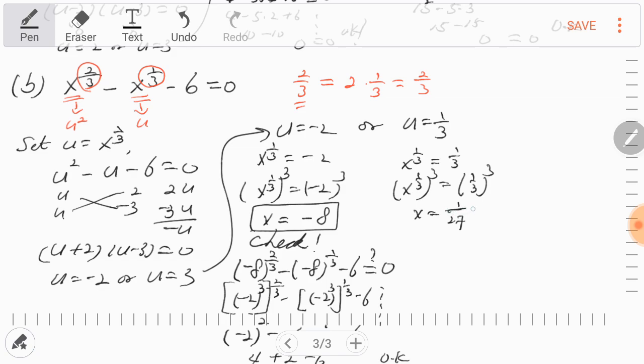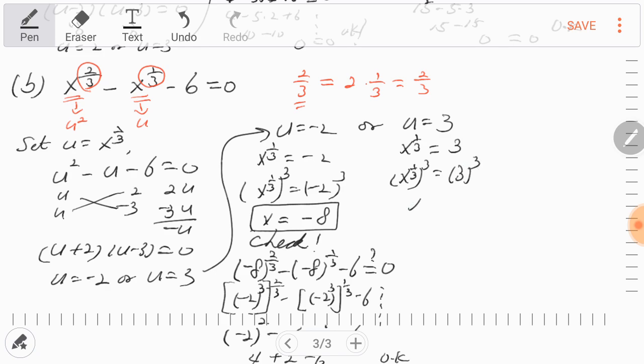Is it 1/27? Sorry, okay, x equals 3. u equals 3, not 1/3. Why did I write 1/3? Something was wrong. So u is equal to what? 3. So now it makes sense. x to the 1/3 is equal to 3. And then we cube each side. Then x is equal to 27.